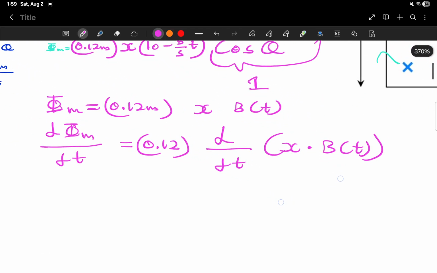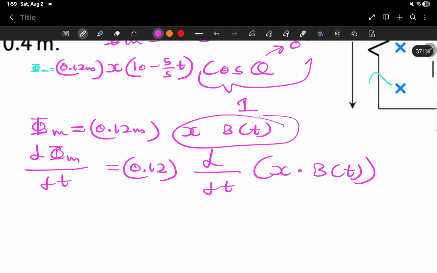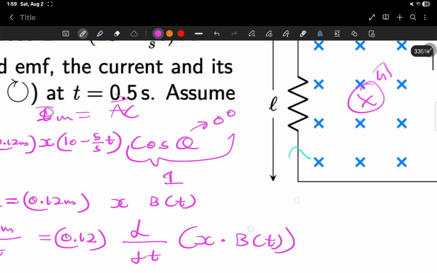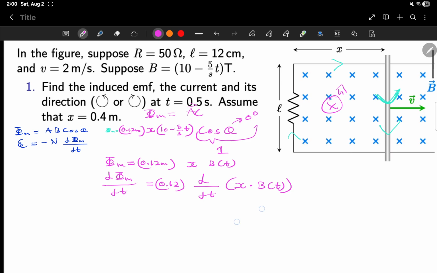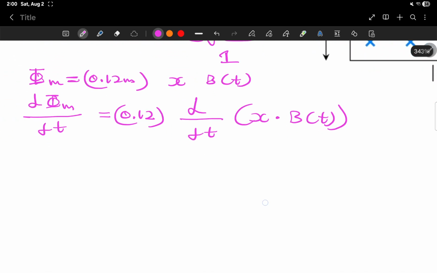The best way to solve this problem is actually to start off with just the variables. It's easier, and then plug in the numbers at the end. So I started off with the numbers, and that's why I got confused. So we know the width is changing because there is a velocity moving the rod away, increasing the area.